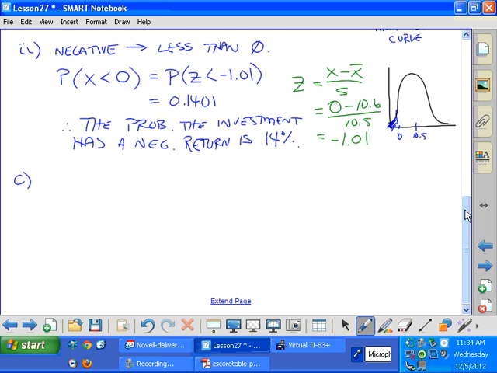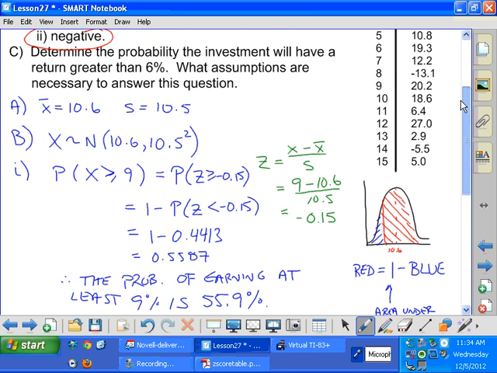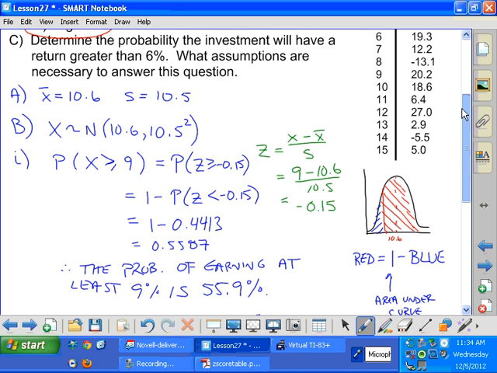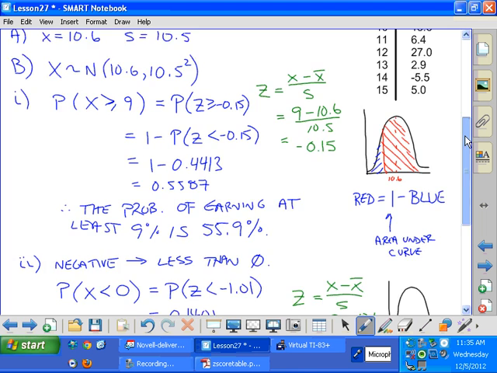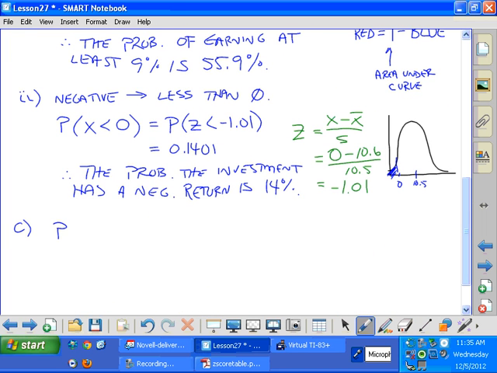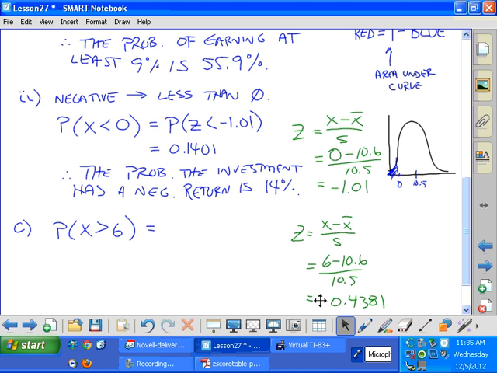C part. Determine the probability the investment will have a return greater than 6%. What assumptions are necessary to answer this question? So the first part is just a straight probability, X being greater than 6%. So that translates to a Z-score of X minus X bar over S, so 6 minus 10.6 over 10.5. So doing the calculations there, we find the answer to be negative 0.4381.